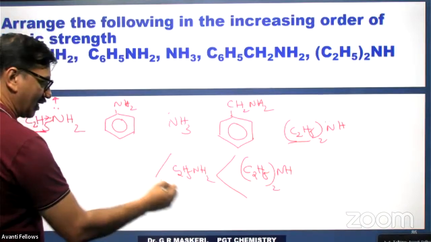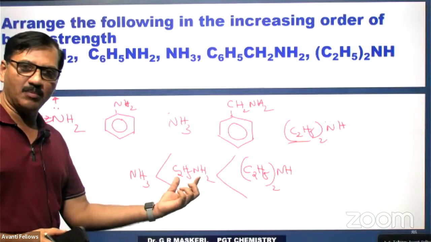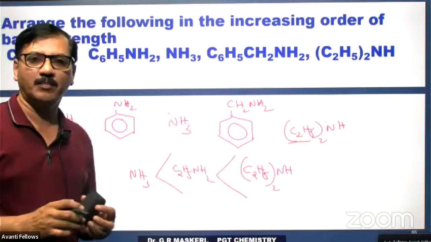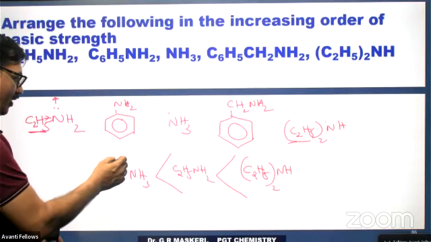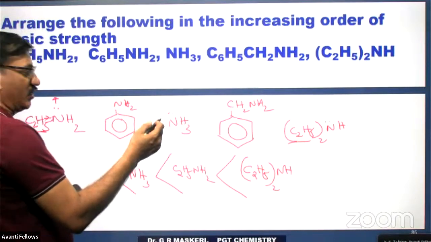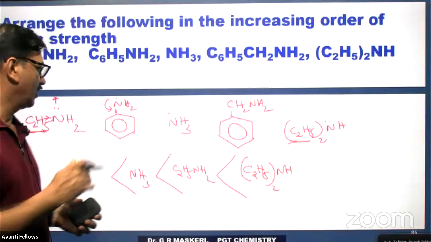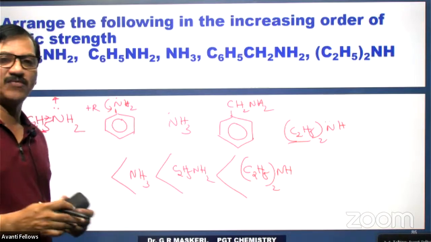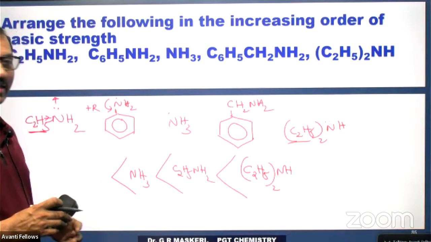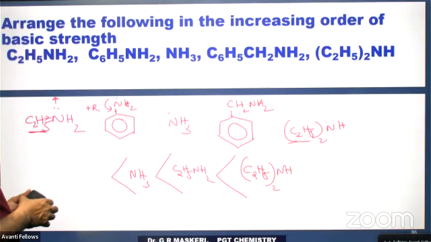These are alkyl amines, which are more basic than ammonia itself. When you compare ammonia and alkyl amines, alkyl amines are more basic because of the plus I effect. Now NH3 is less; among these two we have to compare. When NH2 is directly attached, there is a plus R effect, or resonance effect, in aniline, therefore it is least basic. Therefore C6H5CH2NH2 comes next, and then comes aniline. So that is the order.